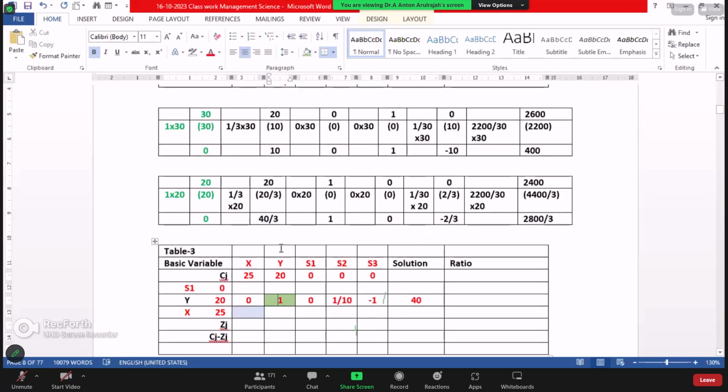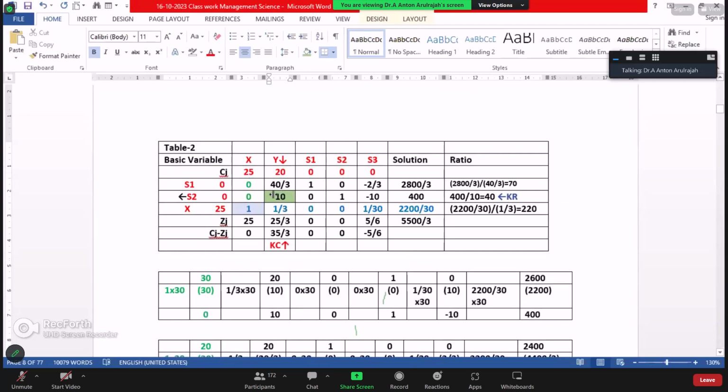Then this value before, now you see this is 10. This one should be made 0. And the 40 by 3 also we have to make it 0 in the new table, table number 3. And 1 by 3 also we have to make it 0. So whichever the below value, right, we have to make it 0. That is a row, right? We have to make it 0 also.